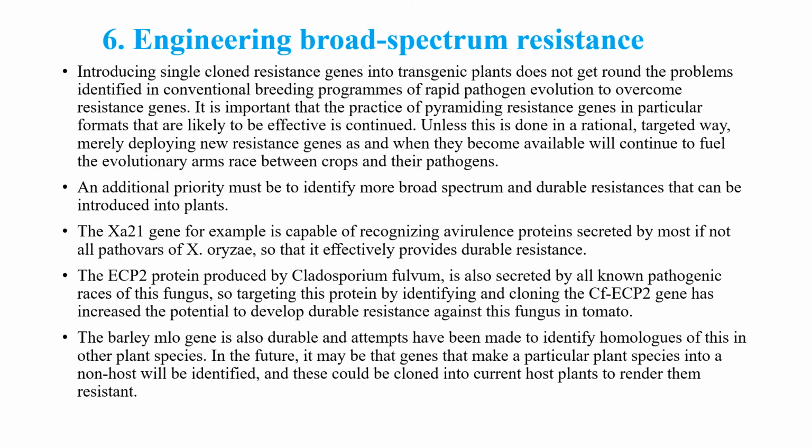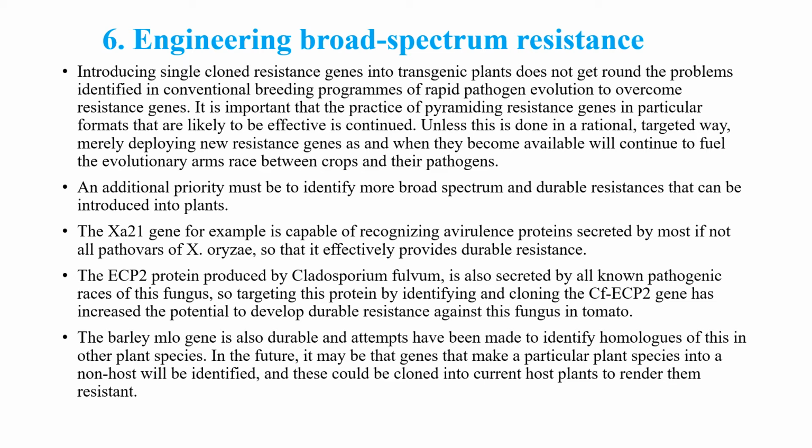And the sixth one will be engineering broad spectrum resistance. Introducing single cloned resistance genes into transgenic plants does not get around the problems identified in conventional breeding programs, namely the rapid pathogen evolution to overcome the resistance genes. It is important to deploy the resistance genes in a particular format so that their effect is sustained. Unless this is done in rotation, there is the tragedy of merely developing new resistance genes that then become available to continue to fuel the evolutionary arms race between the crops and their pathogens.